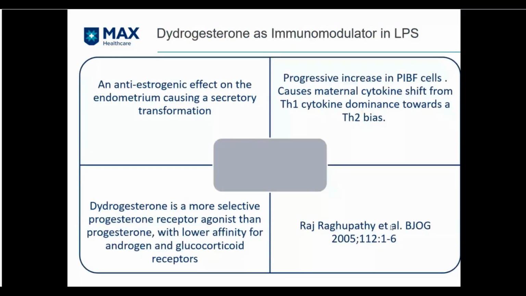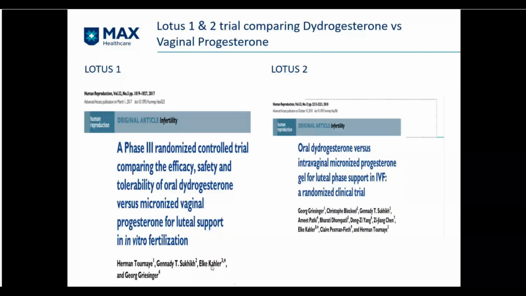Basically, they increase the PIBF cells, the progesterone induced binding factor cells, and it causes the shift from TH1 to TH2, which is a favorable TH2 response. And it is a more selective progesterone. It has lower affinity for androgen and glucocorticoid receptors. So there were the Lotus 1 and Lotus 2 trials comparing the dydrogesterone with the vaginal progesterone. Now the Lotus 1 was for the suppository, whereas the Lotus 2 was for the vaginal gel.